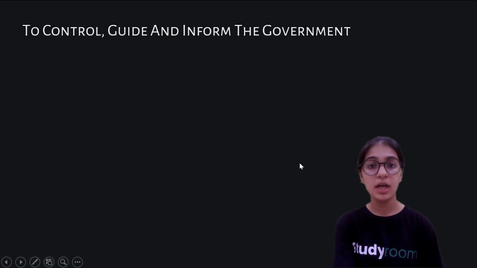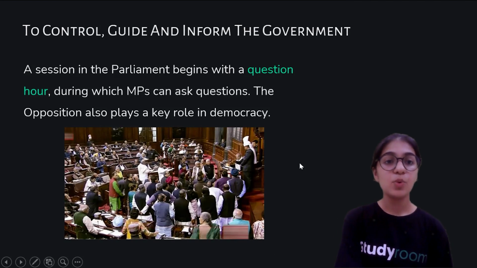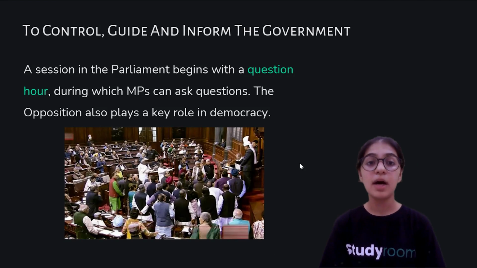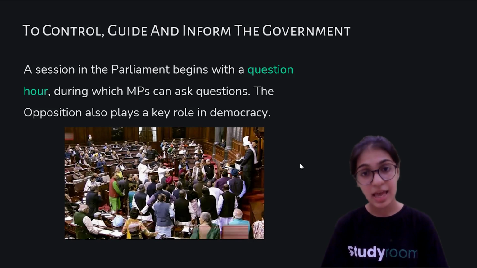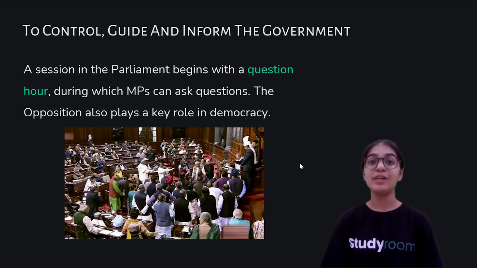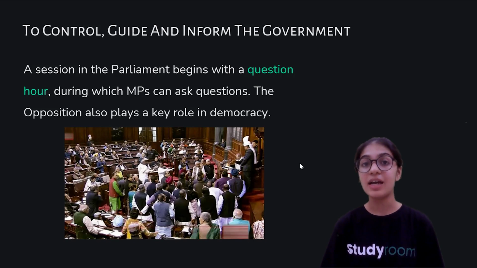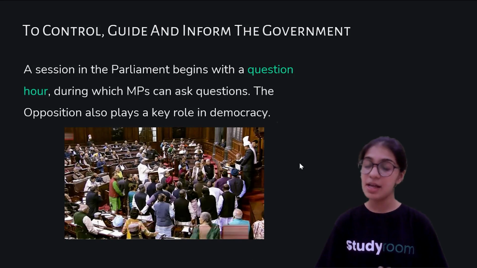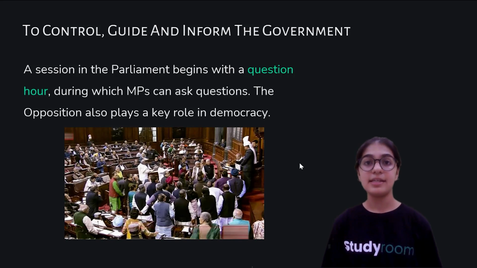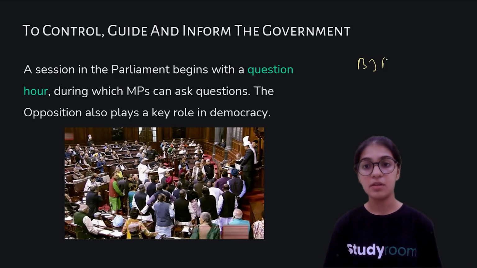Moving forward, all right. So, to control, guide, and inform the government. What do we mean by this? A session in the parliament begins with a question hour, during which MPs can ask questions. The opposition also plays a key role in democracy. Now, as I told you, the members of parliament are elected by the citizens of the country, right? Now let's take an example and understand. Let's say that the BJP has become the ruling party.